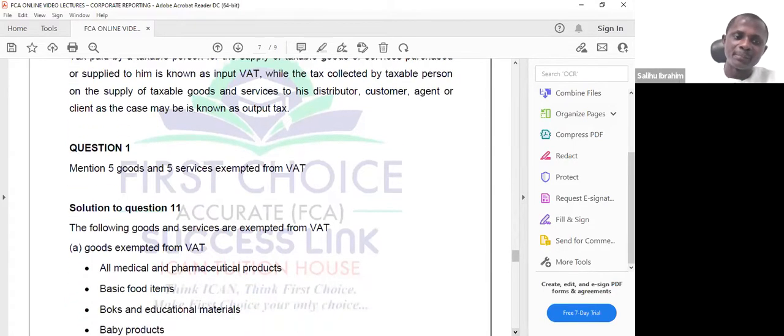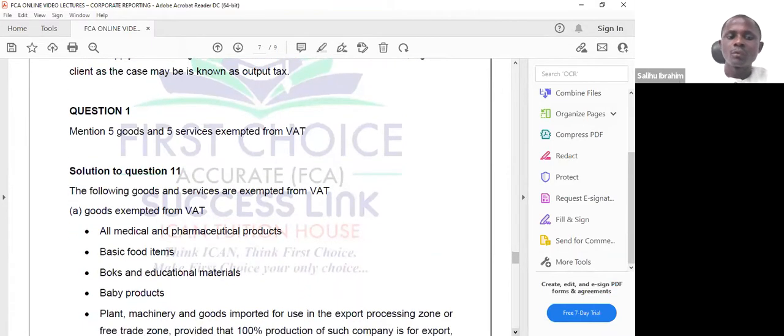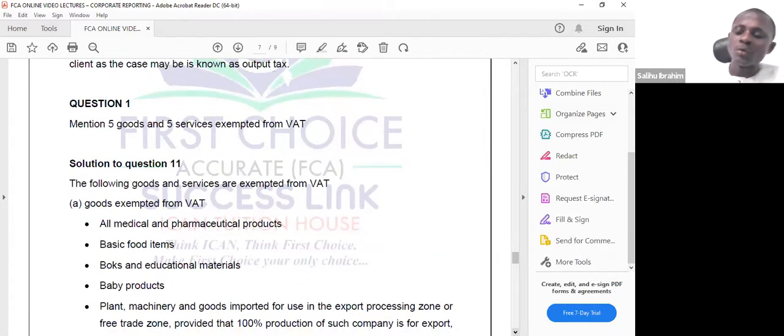1, baby products. When you buy baby products, what are baby products? Napkin, baby clothes, baby towel. All kinds of baby products are exempted from VAT. You are not paying VAT on them.